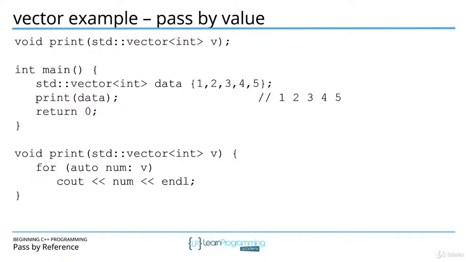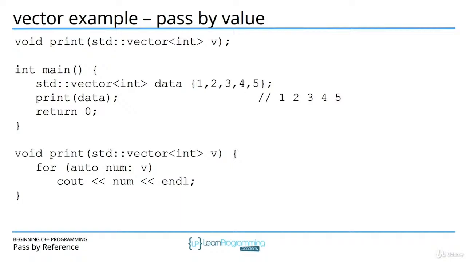Let's see what happens when we pass in a vector object to a function. In this case, I have a function called print, and it expects a vector of integers. Notice that in this case, we're using pass by value. Inside the print function, I simply use a range-based for loop and display the vector elements. Pretty easy. But there's one issue with this code.